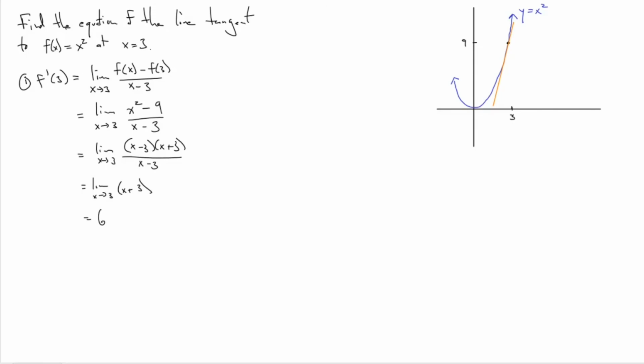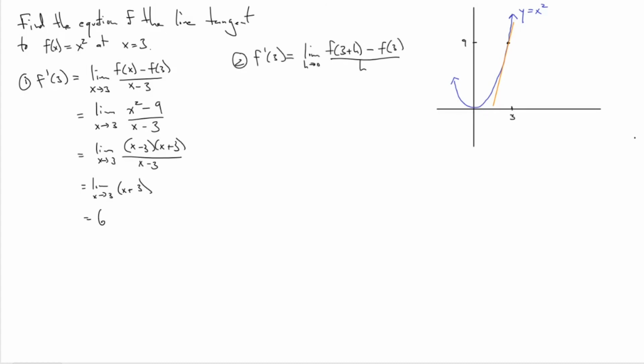We can compute that limit just by plugging in x equals 3, and we get that that limit is 6. So the slope of the tangent line is 6. And before we actually find the equation of the tangent line, let's find the slope of the tangent line through our other definition of the derivative at a point.